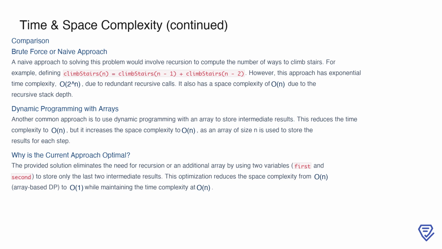Another alternative is dynamic programming with arrays. This method improves the time complexity to O(n) by storing intermediate results in an array, avoiding redundant calculations. However, it has a space complexity of O(n), because the array size grows with the input size. The current solution, on the other hand, achieves optimal performance by using only two variables to store the last two results. This reduces the space complexity from O(n) to O(1), while maintaining the time complexity at O(n).